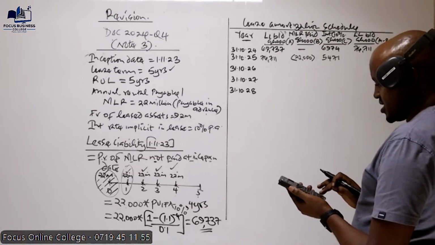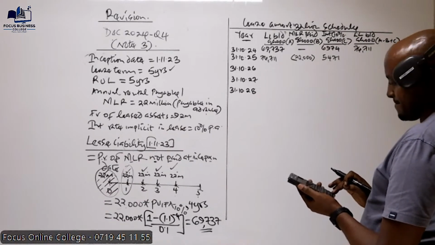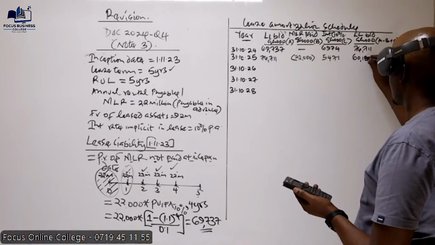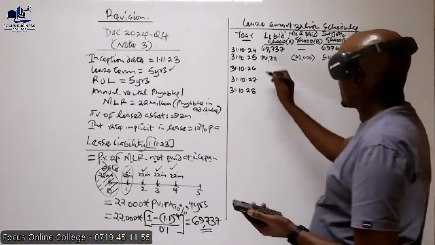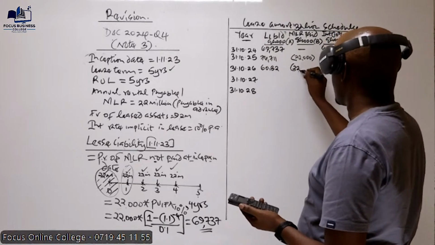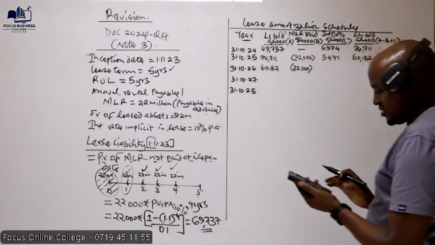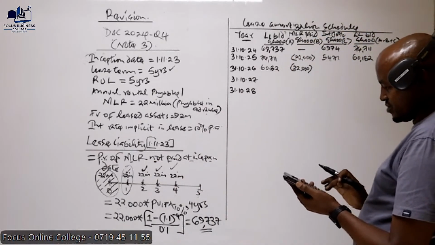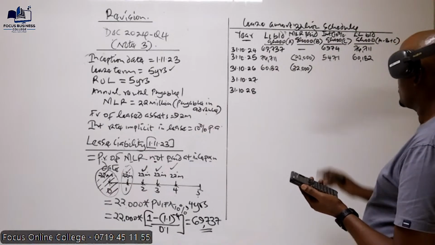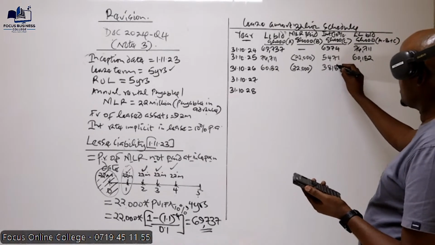So we add 5,471 and basically I'll get 60,182. So that will be the opening balance here, 60,182. And then we less the minimum lease rentals paid at the start of year 3, this one. So minus 22, which will give us 38,182. We get 10%, which will be 3,818.